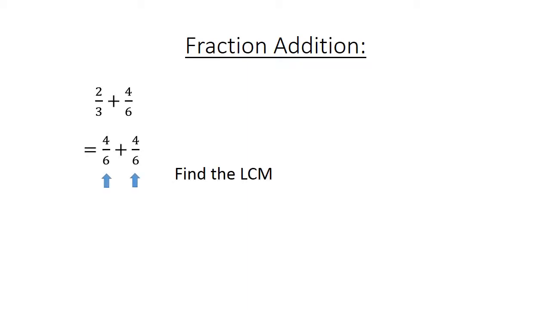Fraction addition, 2 over 3 plus 4 over 6. Find the lowest common multiple. 4 over 6 plus 4 over 6 equals 8 over 6. Simplify equals 1 and 1 over 3.